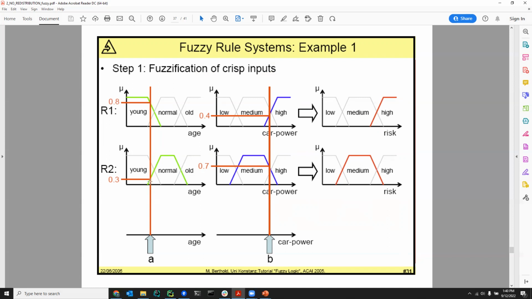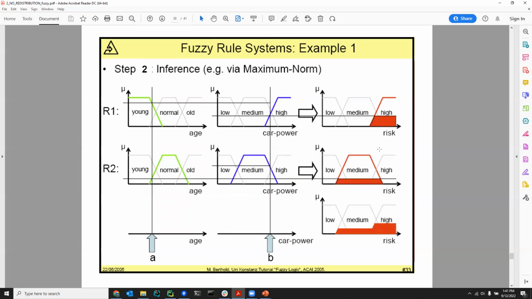And we also get the membership values on the input side. We can then use those to calculate the truncation points for high and medium risk, because those are the two active output membership functions. If you remember, we're taking the minimum. So in this case, the minimum of 0.8 and 0.4 is 0.4. So we'll be truncating the high membership function on the output side at 0.4, and we'll be truncating the medium output membership function at 0.3. So let's go to the next slide. We can see that here.